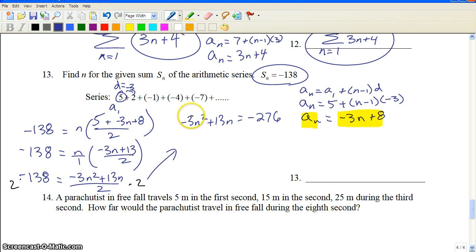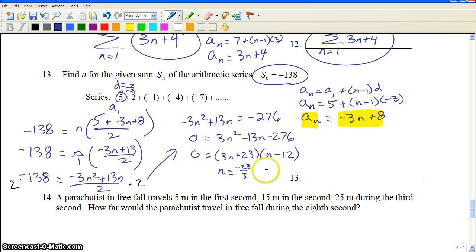I'm going to move everything to the right to make sure that leading coefficient is positive. And it doesn't look like we get any good news from that, actually. But let's see if we can factor that, and if we can't factor that, we're going to see what happens here. So we turn around and factor that as 3n plus 23 times n minus 12, and you get two solutions. N equals negative 23 thirds, and n equals 12.